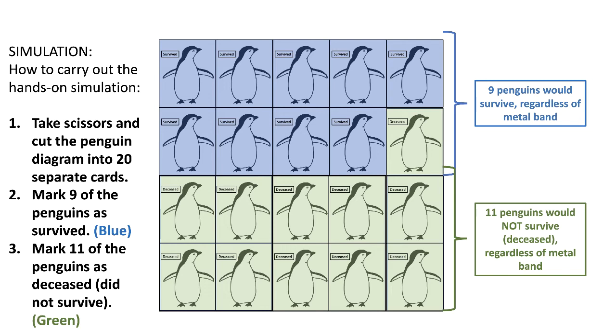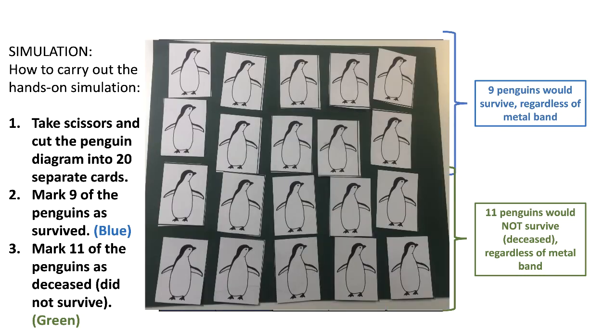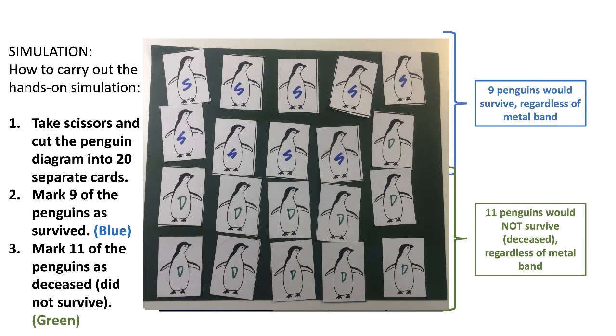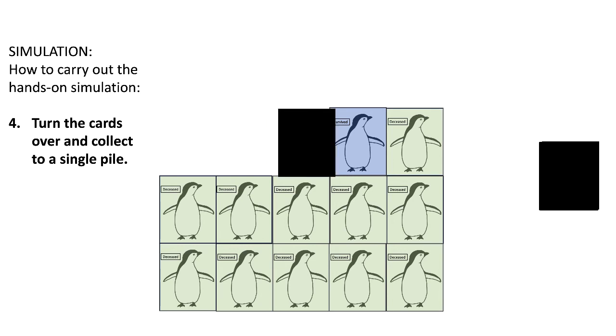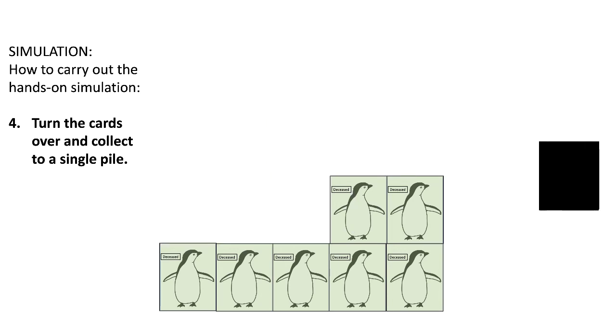I've color coordinated these penguins in green just to distinguish between the penguins that survive and did not survive. If you're doing this at home, you would have taken the 20 penguin cards, cut them up, marked 9 of the penguins as survive and 11 of the penguins as either did not survive or deceased. The next thing that we would do is we would turn all of the cards over and collect them into a single pile.